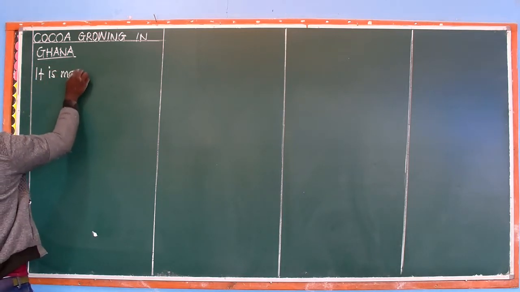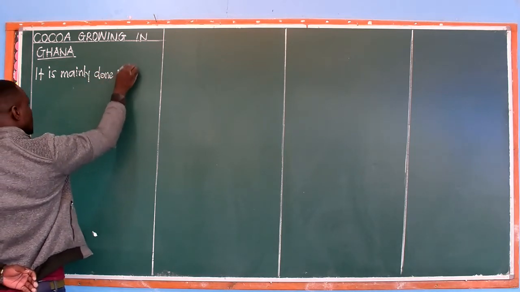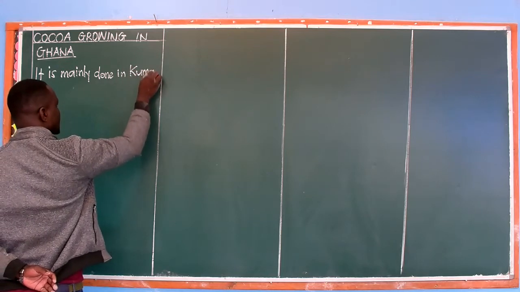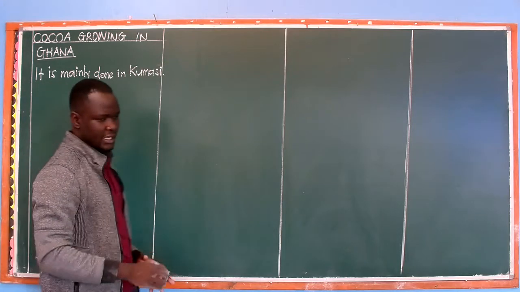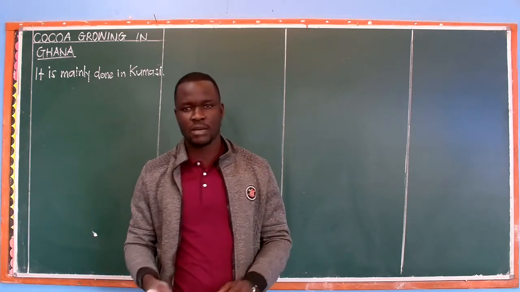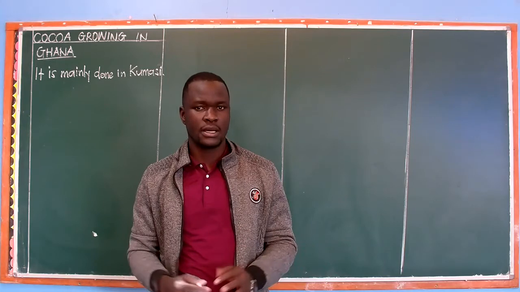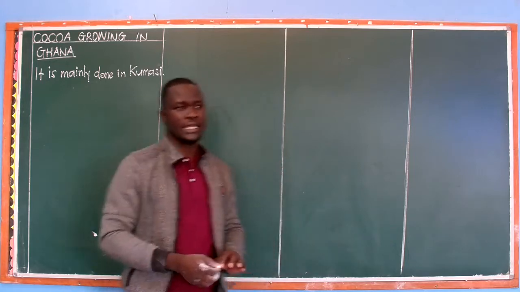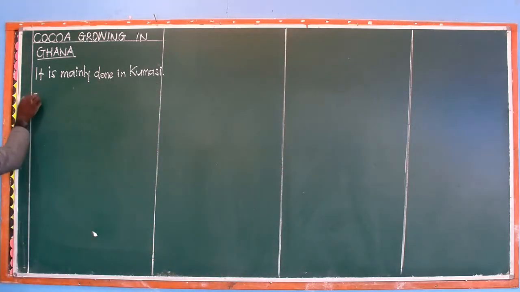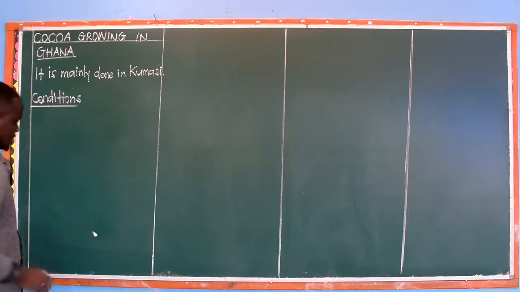It is mainly done in Kumasi. And this is done on a large scale. Of course, when we talk about something being done on a large scale, we mean it is on a plantation farming. So what are the conditions that this cocoa needs for it to grow well? Or which factors support the growing of cocoa in the Kumasi region in Ghana?